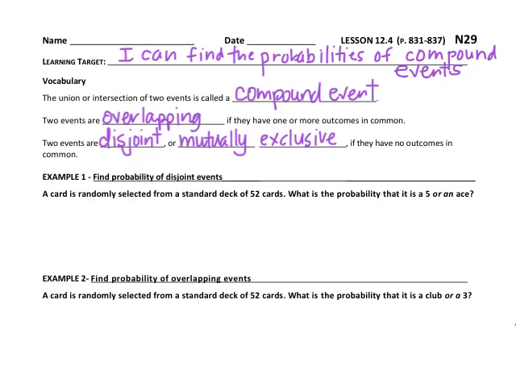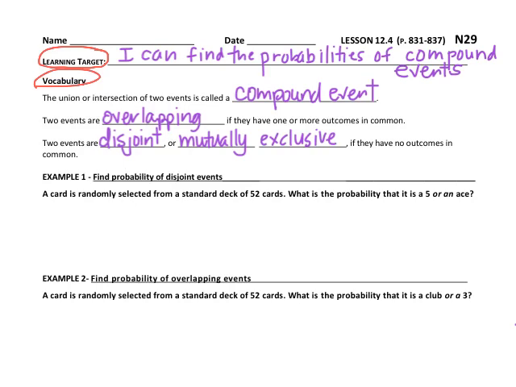This is the video instruction for lesson 12.4. You should be using a pencil. Please make sure you have a pencil to complete your notes. And we do have 3 vocabulary items that I'd like to go over with you. Before you do the vocabulary, please write down the learning target. At the end of this lesson, you should be able to find the probabilities of compound events.